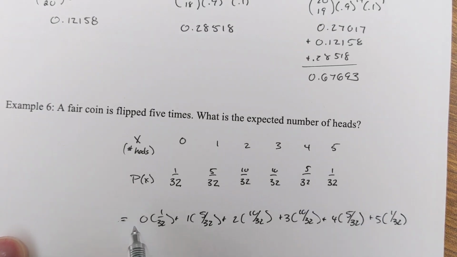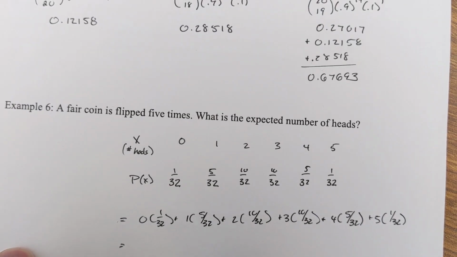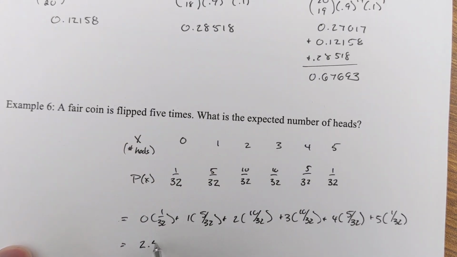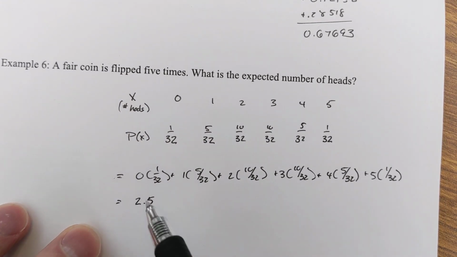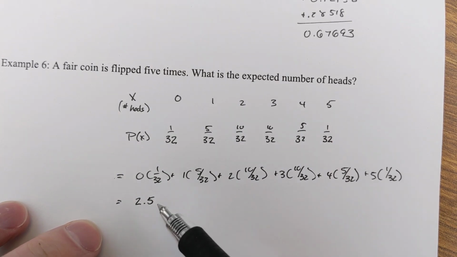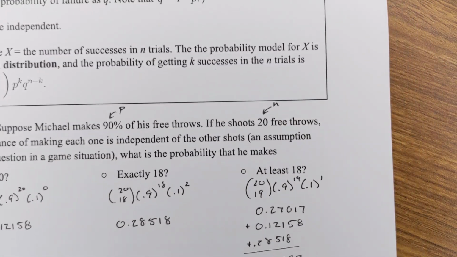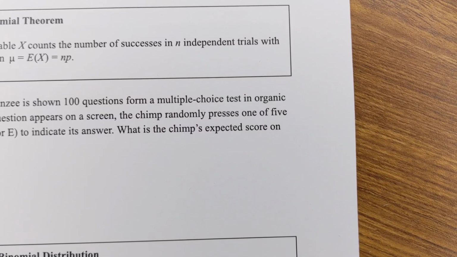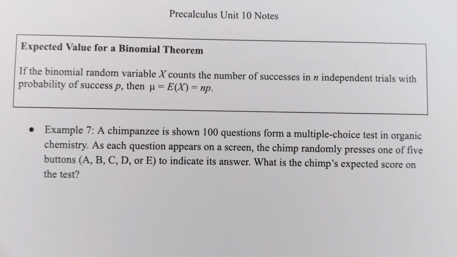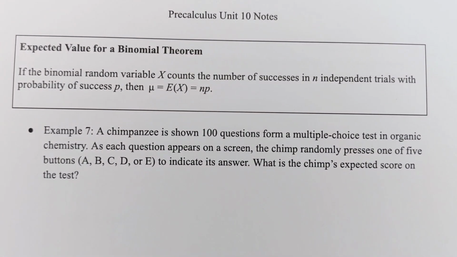So all of this comes out to be 2.5, which you might have been able to guess, because if it comes up heads half the time, you should get about half. Obviously, you can't get fractional heads, so this is just kind of mathy. Okay, expected value for a binomial. If the binomial random variable X counts the number of successes in n independent trials with probability of success p, then the expected value is just n times p. So in the previous example, 5 flips, probability of success 1/2, expected value is 5 times 1/2 or 2.5.